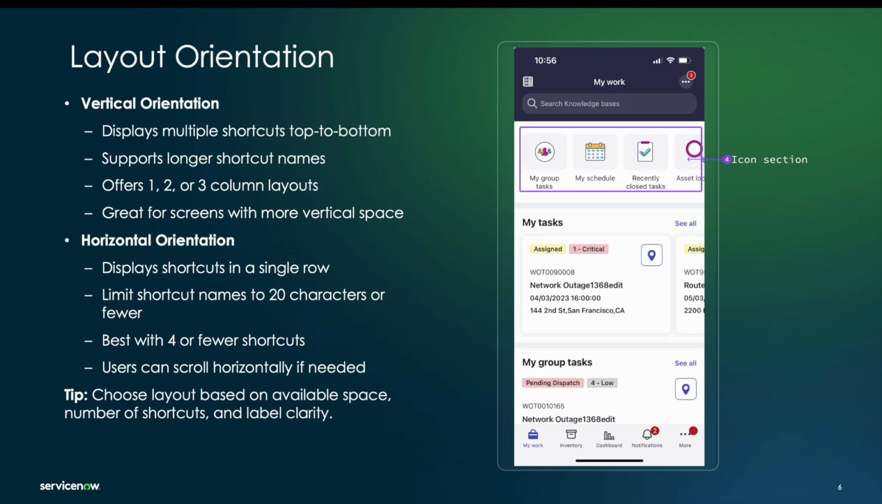The horizontal orientation displays shortcuts in a single line. It's best for 4 or fewer shortcuts, and shortcut names should be 20 characters or less to avoid being cut off. If you add more shortcuts than can fit on the screen, users will be able to scroll sideways to access them. Always pick the orientation that fits best with the number of shortcuts and your screen layout.